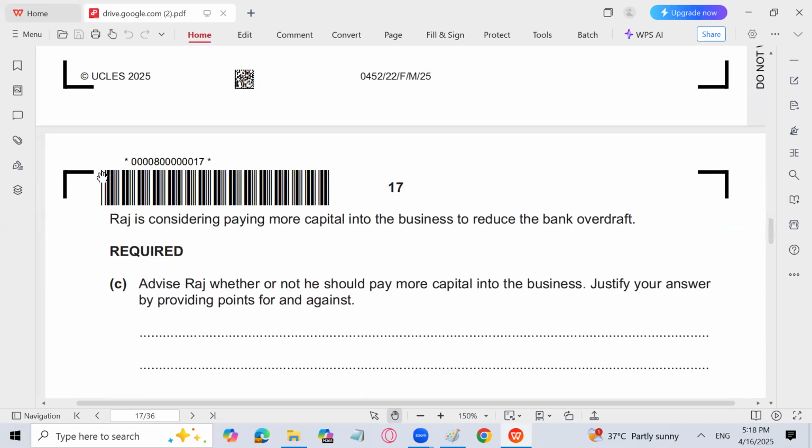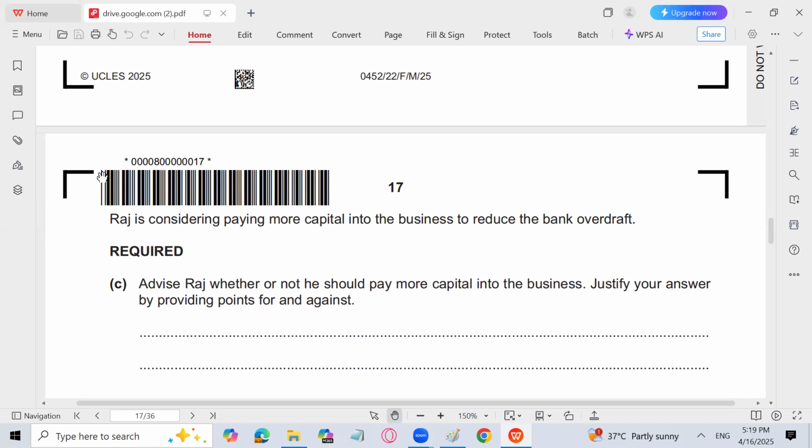Next is Raj is considering paying more capital into the business to reduce the bank overdraft. Advise Raj whether or not he should pay more capital into the business. Justify your answer by providing points for and against. Right? So more capital, if he will bring more capital into the business, his own money will be at stake, right? And he could have loss also for that reason.